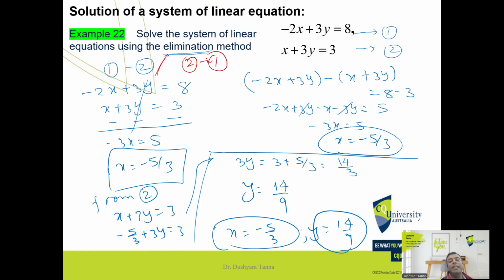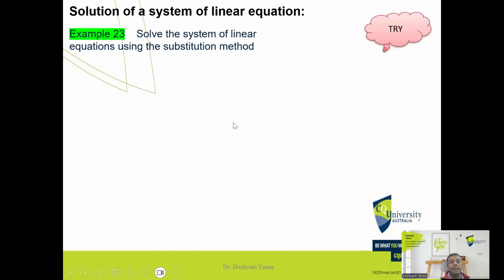In that instance, what would you get? Rather than minus 3x is 5, you would get 3x is equal to minus 5. Good. Let's keep going. Few more slides. Give this one a try.